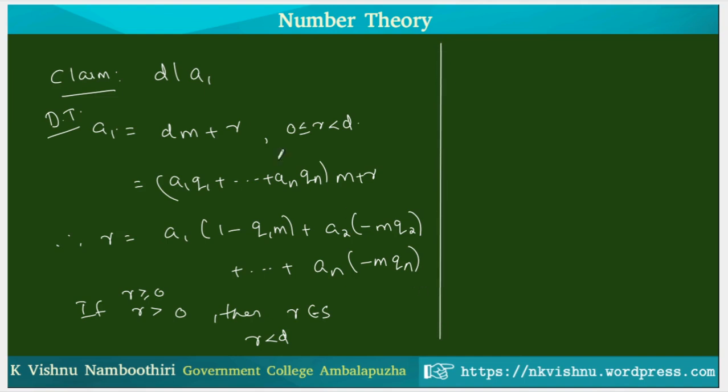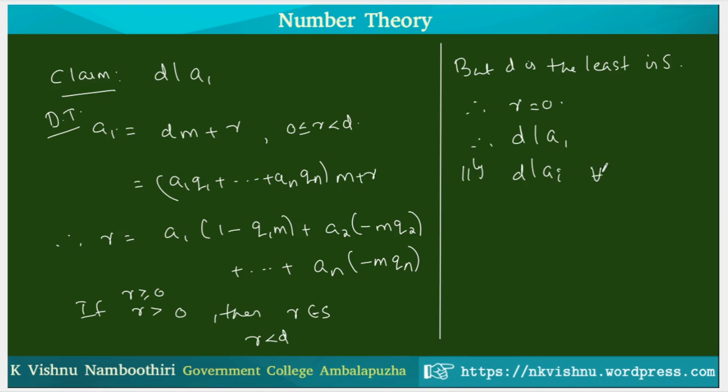D is the least in S, therefore r cannot be greater than 0, because if r is greater than 0, then r will be in S and r is less than D. Therefore, r must be equal to 0, or D divides a1. Similarly, D divides ai for all i. Therefore, D is a common divisor of all the ai's.